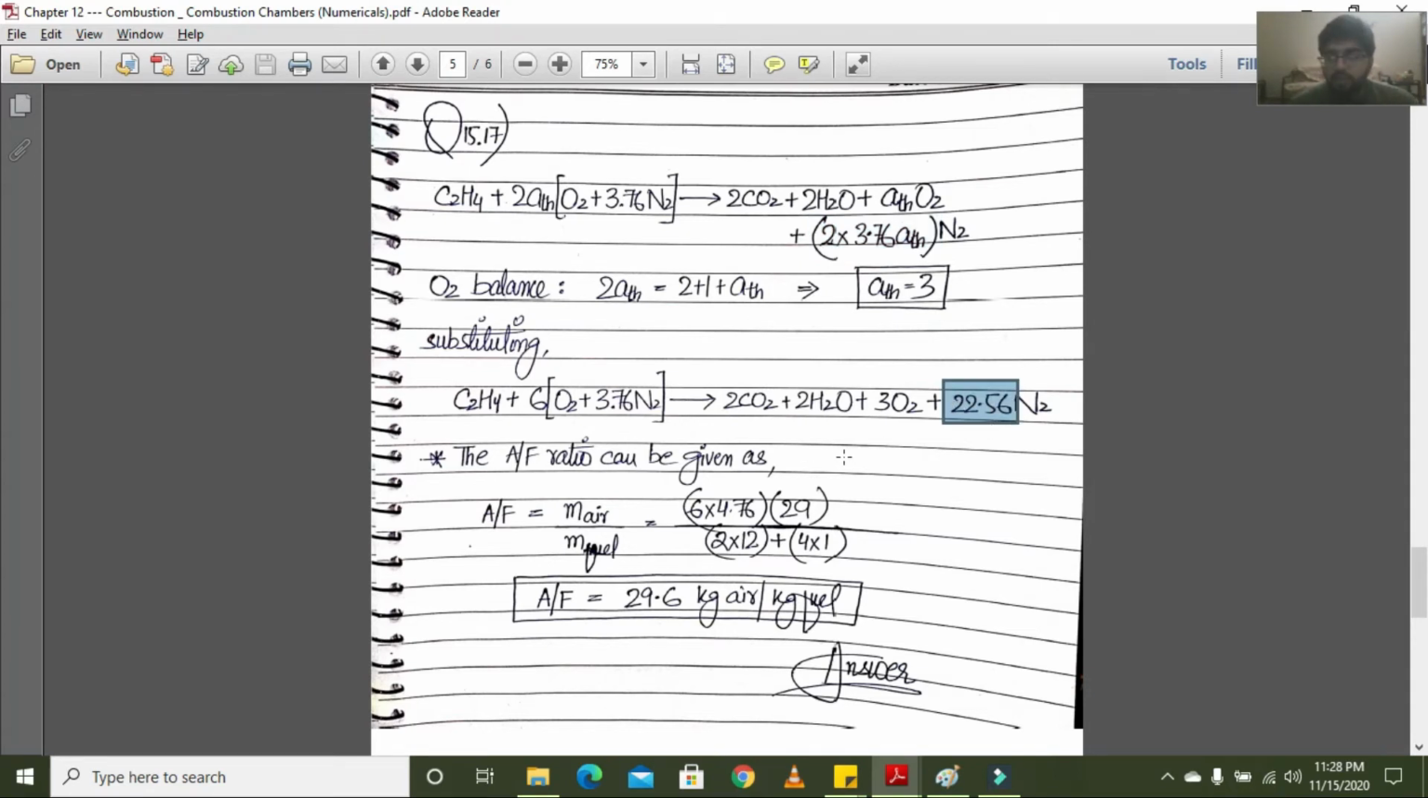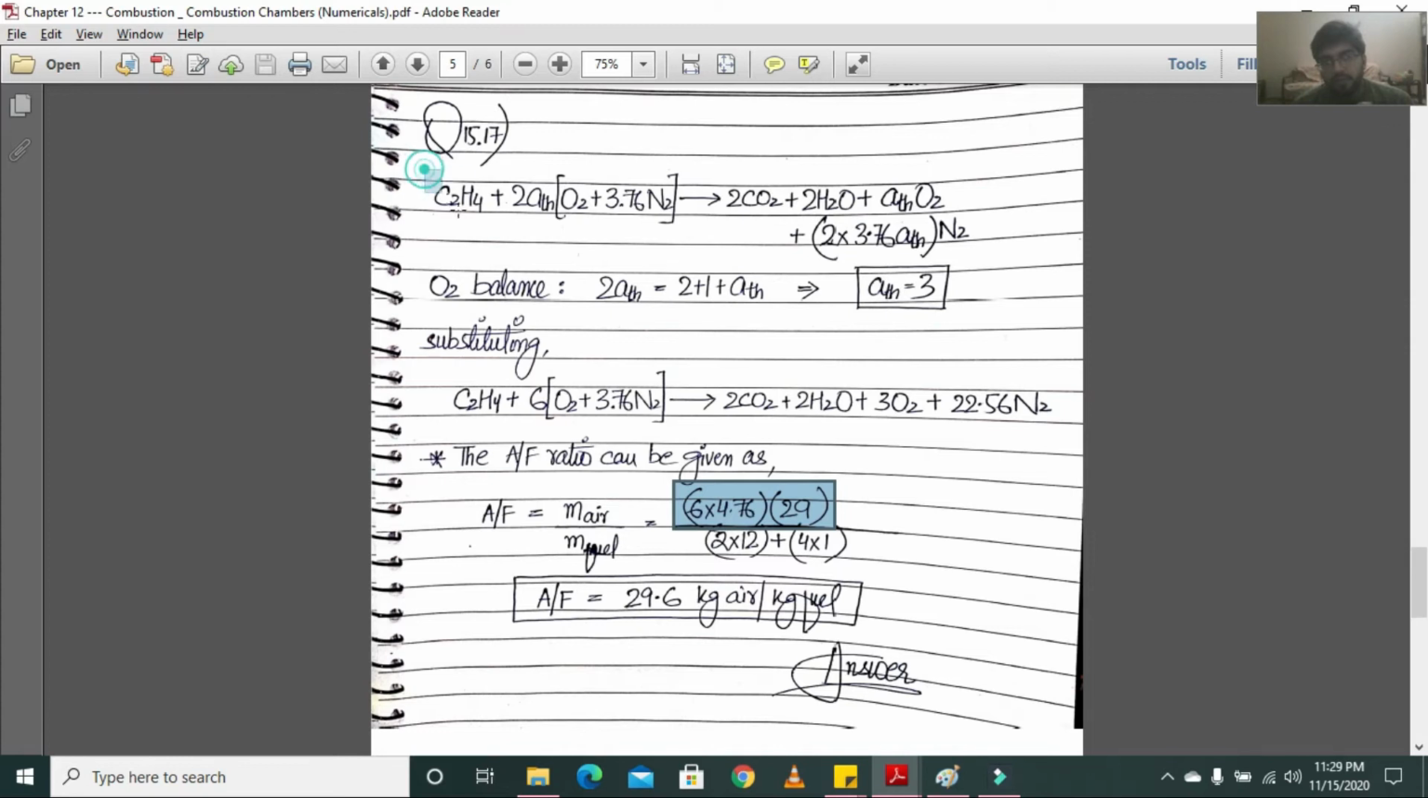Now again, since I have to determine the air fuel ratio, I will have to determine the mass of the air and the mass of the fuel. For the mass of the air, I will multiply the number of moles with the molecular mass of the air. The molecular mass of the air is 29, and the number of moles is 6 multiplied by 1 plus 3.76, which is 4.76. So 6 will be multiplied with 4.76, and this number of moles will be multiplied with the M, which is 29, to obtain the mass of the air. Next is to determine the mass of the fuel.